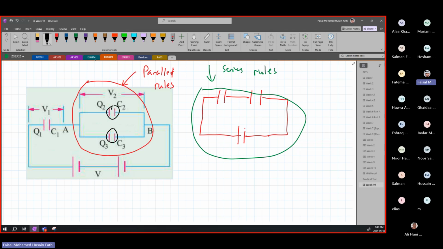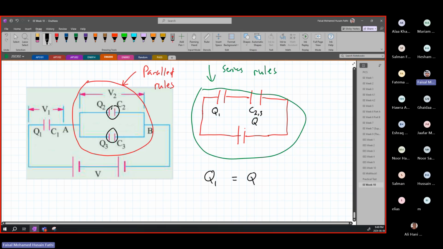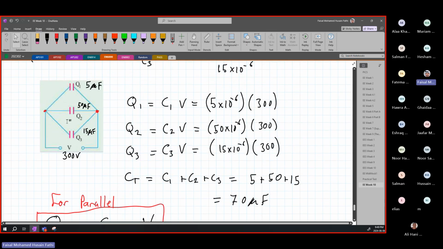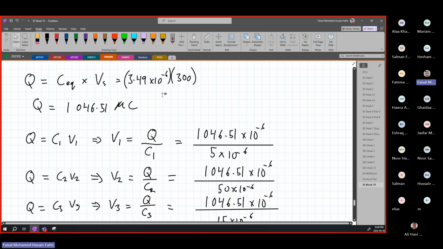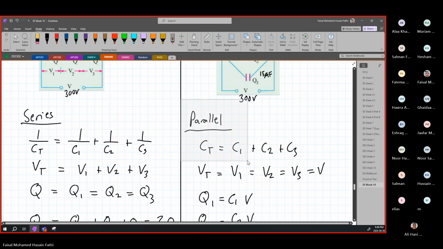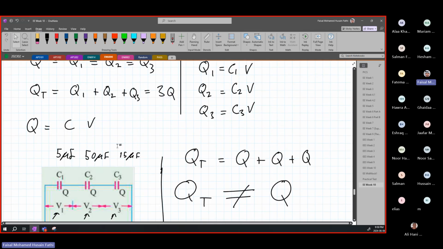But remember, Q1 is going to be equal to Q total from over here. Or actually, the better way of doing this is, remember, this is C23. The Q over here that you are going to find, let's call this just simply Q. Q1 is equal to Q23. Again, you're going to be finding the charge and all of that using the parallel rules and the series rules that we have applied from before.